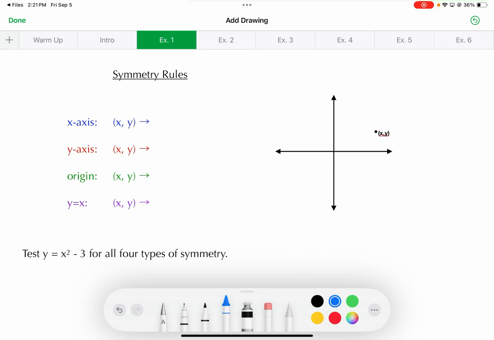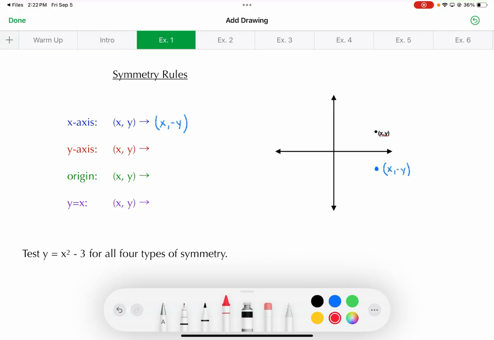All right, so example 1, let's go over the symmetry rules first. Okay, and I've color-coded these. So let's say I'm just working with a standard point whose x-coordinate is positive x, y-coordinate is positive y. That puts me in quadrant 1. If I reflect that over the x-axis, that's going to put me right about there. And the coordinates of that would be x, negative y, right? X-coordinate would remain the same. Y-coordinate would have to change the sign.